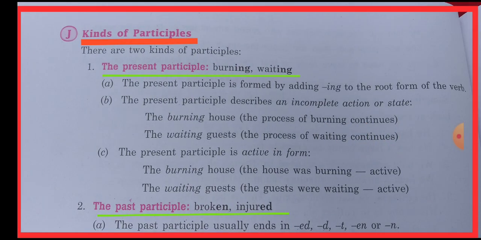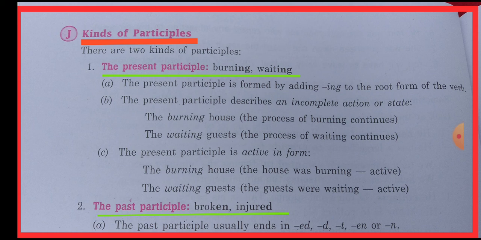Now, kinds of participle. Participles are of two kinds: present participle and past participle. If the words which are formed by adding ing to the root form of the verb, meaning the first form of the verb, are working like an adjective in a sentence, then it is a present participle. Like the waiting guests. Here, waiting is formed by adding ing to the verb wait, and here it is working like an adjective. So here it is a present participle.